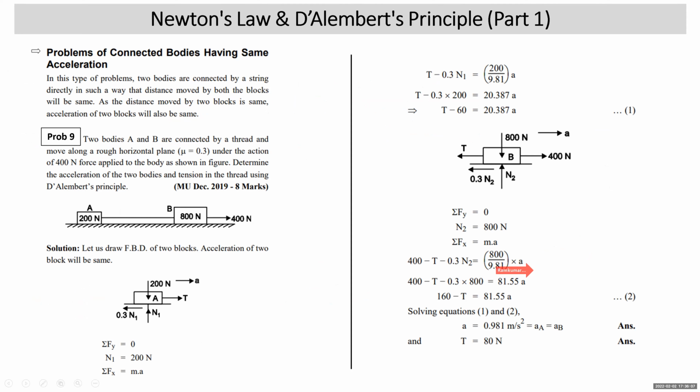Okay. Now, students, we have covered 8 problems. In all these 8 problems, we had the motion of either one body or two bodies, but they were acting independently. All right. So now we are moving to the problems of connected bodies having the same acceleration.